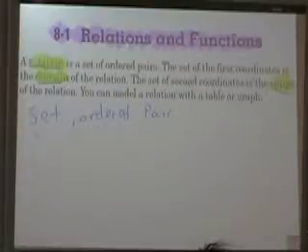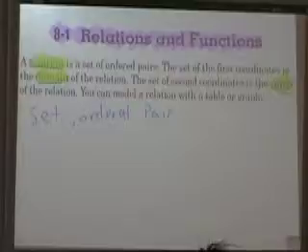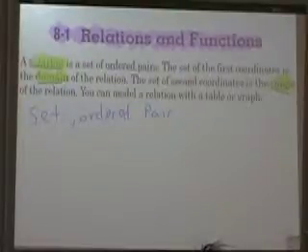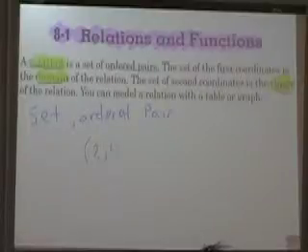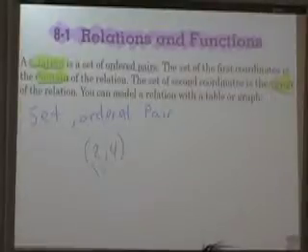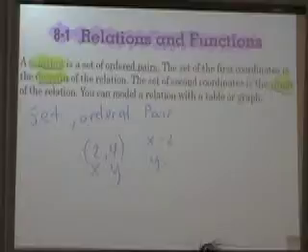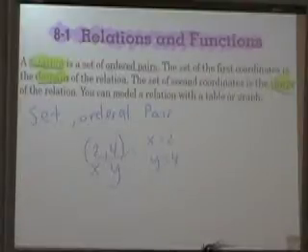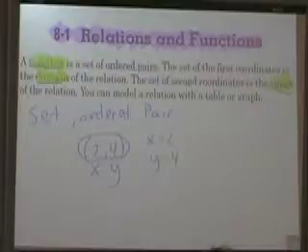Okay, so a relation is a set of what? Ordered pairs. Okay, the number 2, 4 is an ordered pair. 2 stands for the what value? The x value. And 4 is the what value? The y value. Okay, so in this, x equals 2, y equals 4. But this is an ordered pair. So they're saying a relation is a set of ordered pairs.